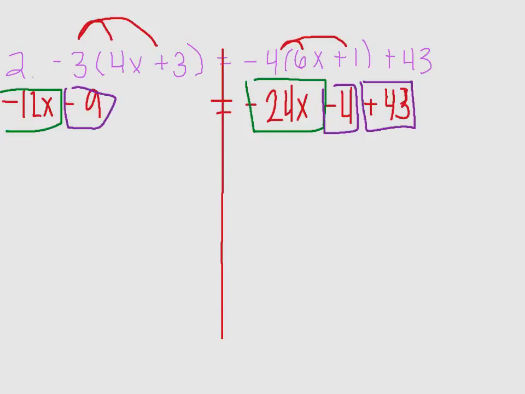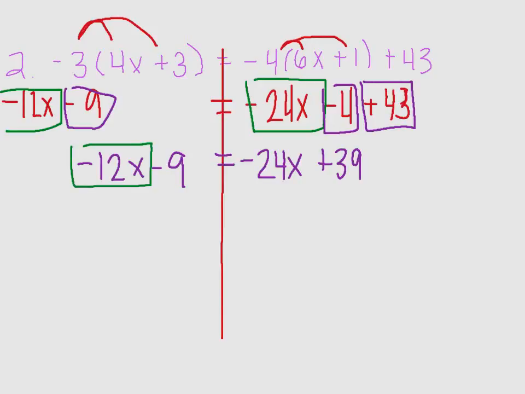I'm going to start with the ones that I have on the same side, which is on the right side. So negative 4 plus 43 is going to be positive 39. I'm going to drop down my minus 24x and drop down what I haven't touched yet on the left side. Same thing, I still have my like terms as my x's and my constant numbers. But they're on different sides, so when they're on different sides, we have to use the inverse.